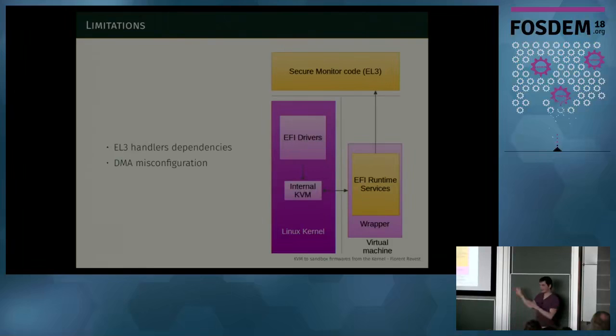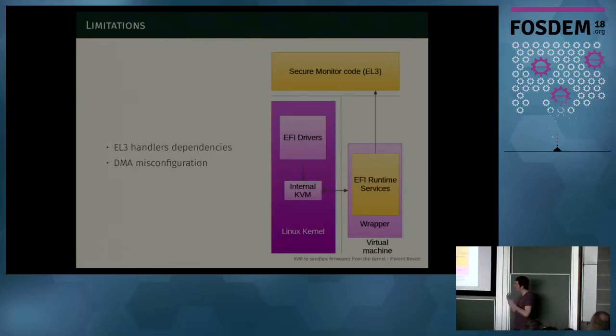So one more way for the firmware to screw you. That's what happened on the Overdrive 1000. So the solution I used so far is that I just allowed secure monitor calls from internal virtual machines. But maybe a proper way to do that would be to have a whitelist of secure monitor calls that we want to emulate or to forward. But it's starting to be quite complex.